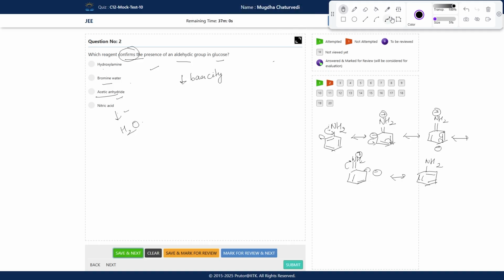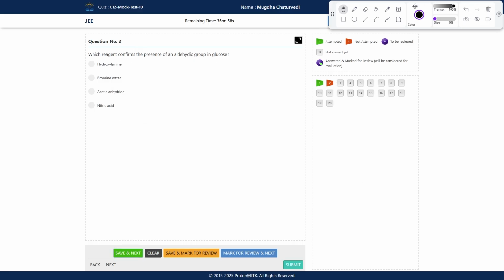Now moving on to the next question, it is being asked which reagent confirms the presence of an aldehyde group in glucose. Four reagents are given to you: hydroxylamine, bromine water, acetic anhydride, and nitric acid. So you have to tell which confirms the presence of an aldehyde group. First we will see the reaction of glucose with each one of them.